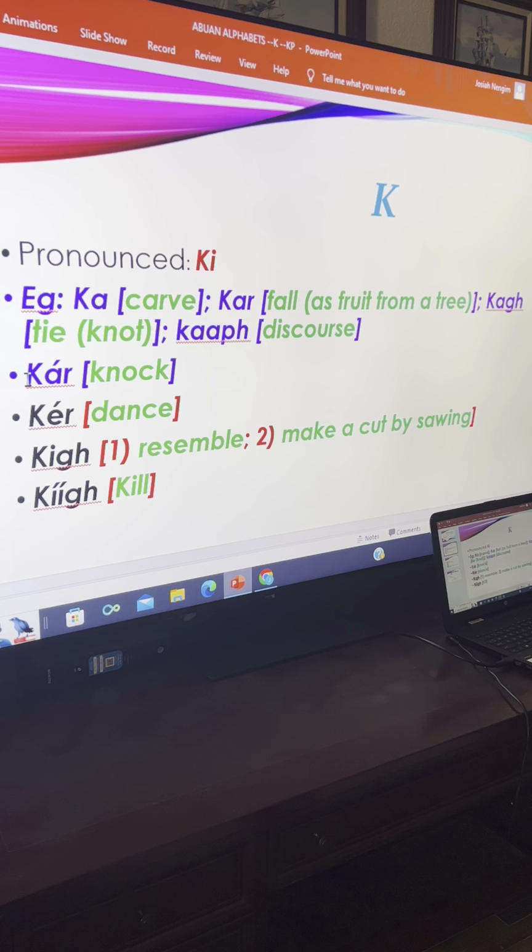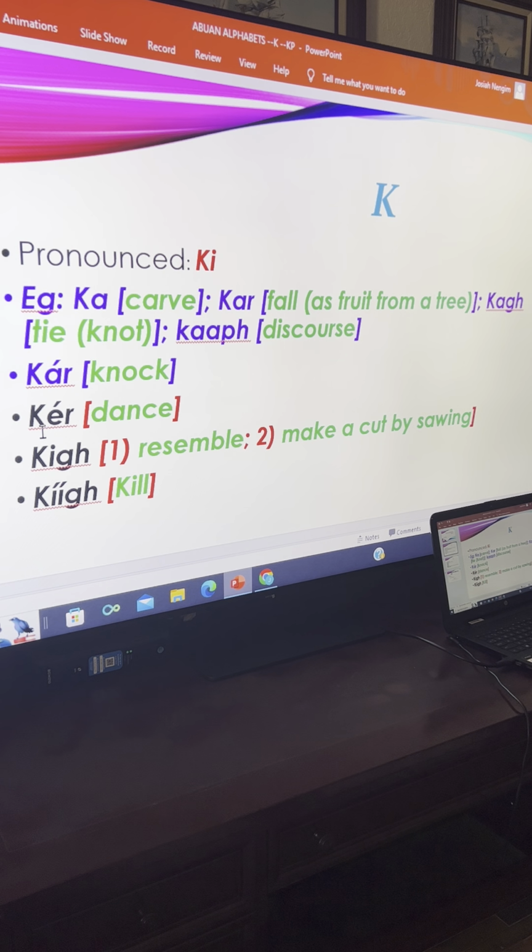All right, now here we have another example. Look at that example there. We have K-A-R-A. Remember when you tone mark the A in Abuan, the sound changes. It comes from deep down your vocal cord, with a loose, deep sound. So K-A-R-A. Kar. And that is knock. Knock is a verb.